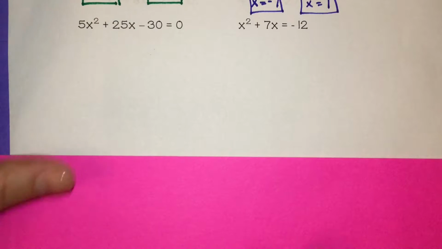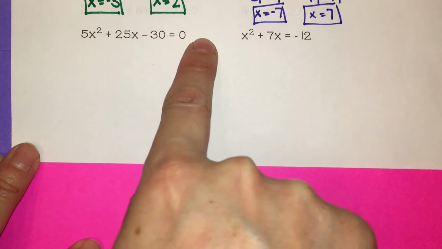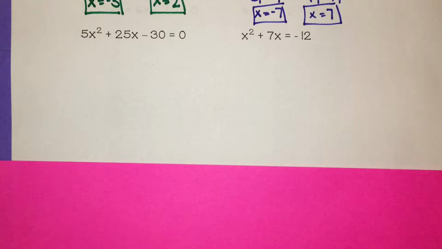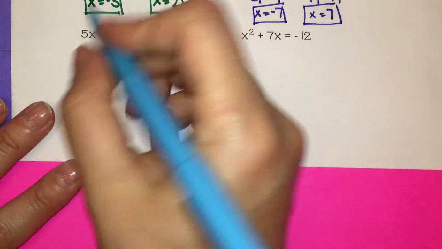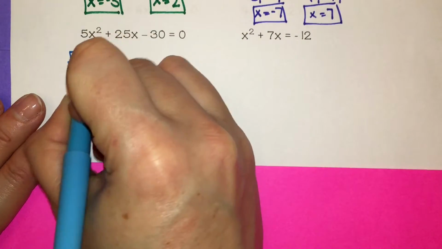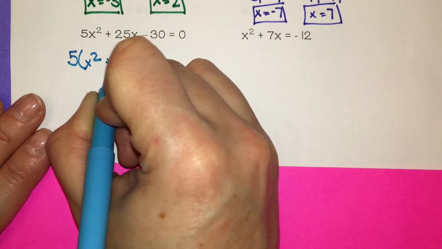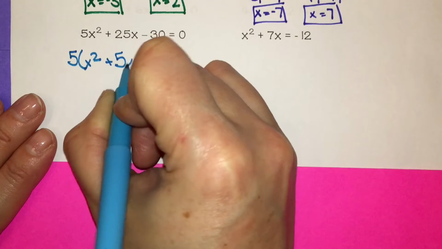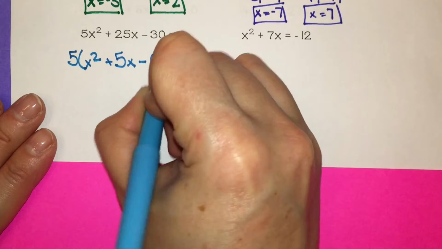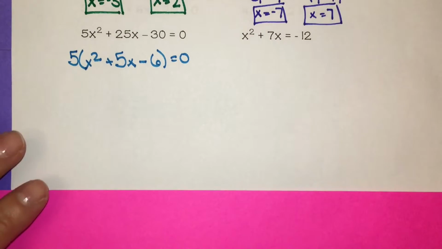So this one does have a number in front of x squared, but as you can see, everything can be divided by 5. So I'm just going to factor 5 out so I can get rid of that. 5 factors out. 5 divided by 5 is 1, so I'm left with x squared. 25 divided by 5 is 5x. Bring down that minus. 30 divided by 5 is 6. That equals 0. Okay, now I can factor.